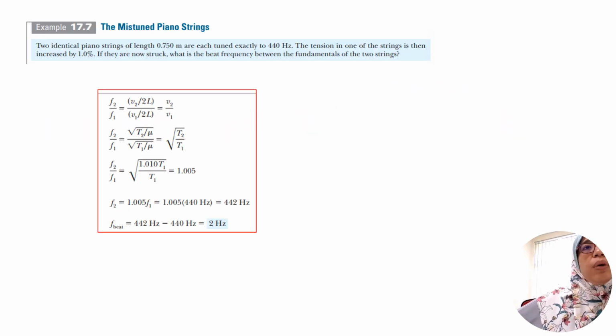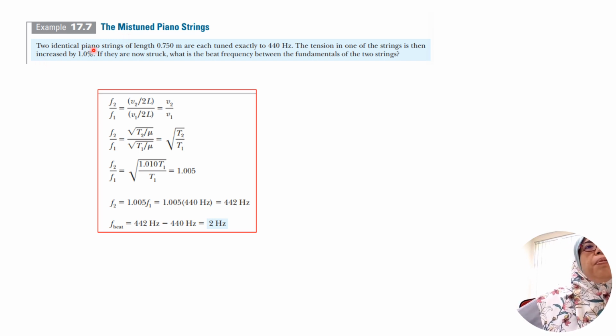Right, so calculate what is the beats. Beats is the difference between the two frequencies. F diorang tolak satu sama lain. Okay, looking at this example 17.7, so dia dah sebut dah mistune. So dia nak tunekan balik, nak recalibrate, nak calibratekan balik piano string dia.